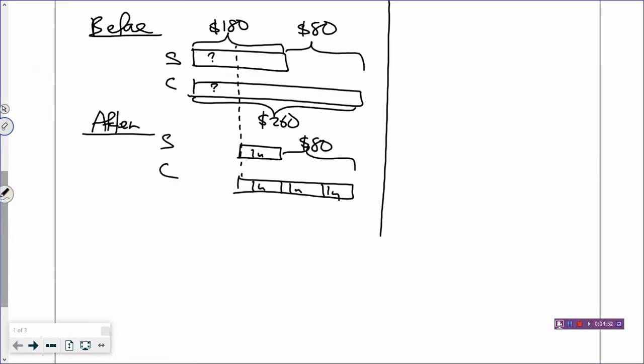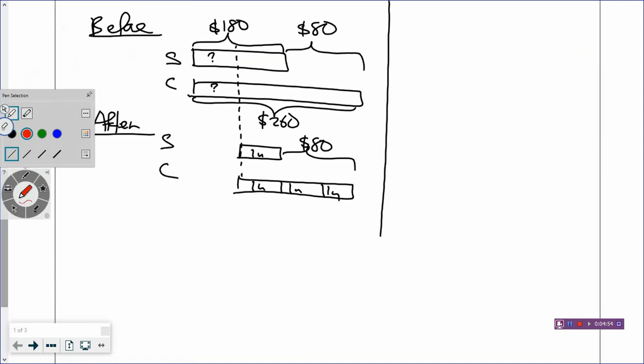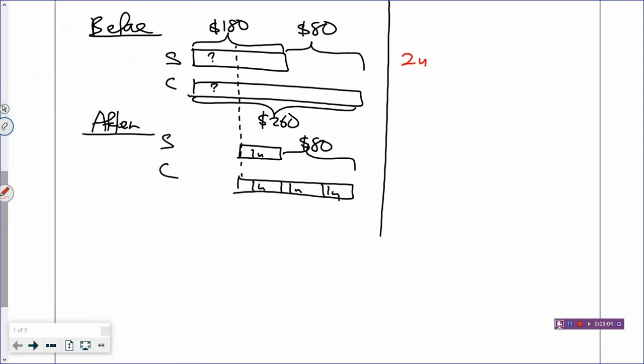So without looking at the question, let's see how we work out the steps using the model. Immediately, can you look at the after and see how many more units does Claire have than Sarah? Isn't that 2 units? Claire has 2 units more than Sarah in the end, which is $80. So your 1 unit is 40.